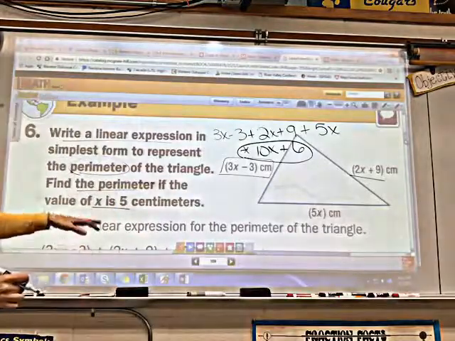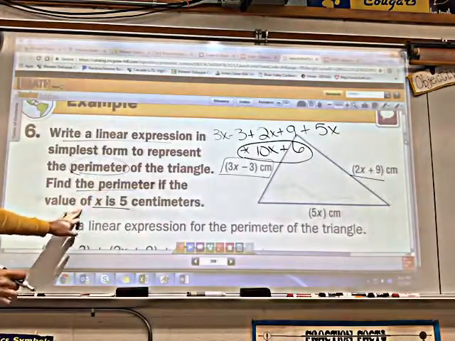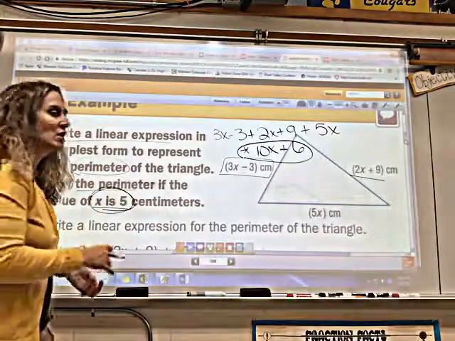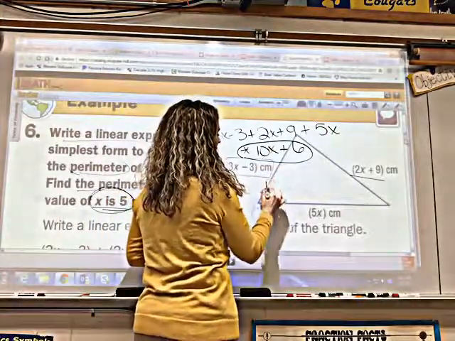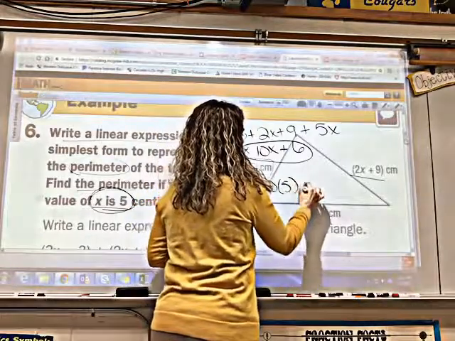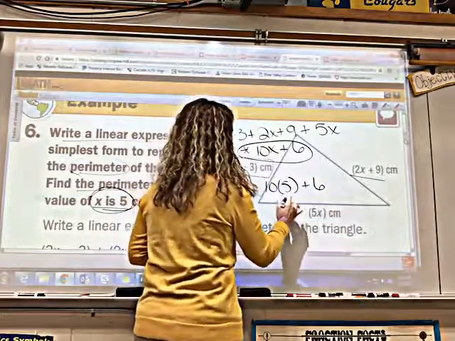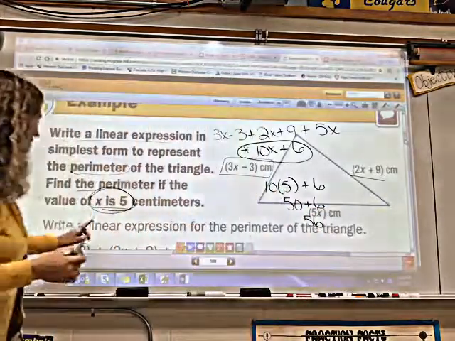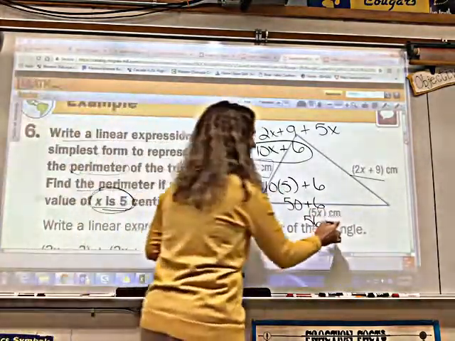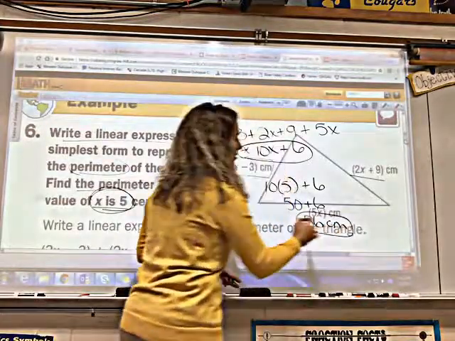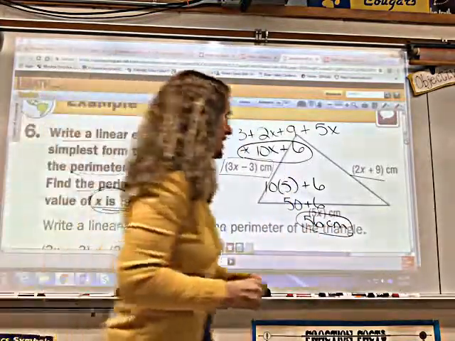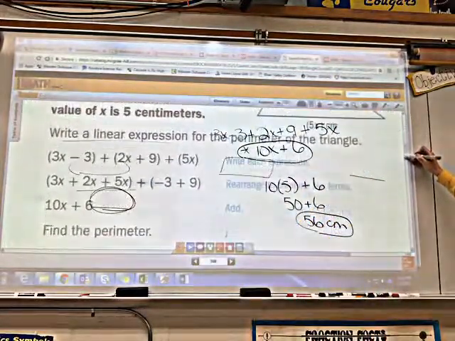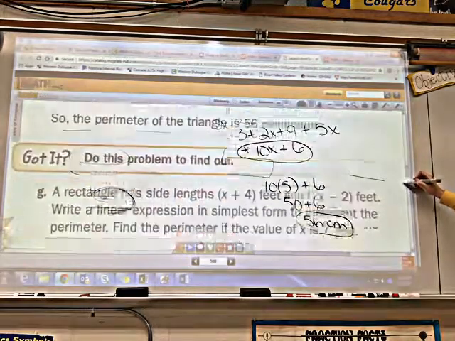Then my next job is to find the perimeter if the value of x is 5. They are telling us what they want x to equal, so I'm going to plug in 5 for x. I'm thinking 10 times 5 plus 6. 10 times 5 is 50, plus 6 should be 56. We're looking at perimeter, and it's measured in centimeters. So therefore our perimeter should be 56 centimeters when x is 5. We can see that's what they have as well.